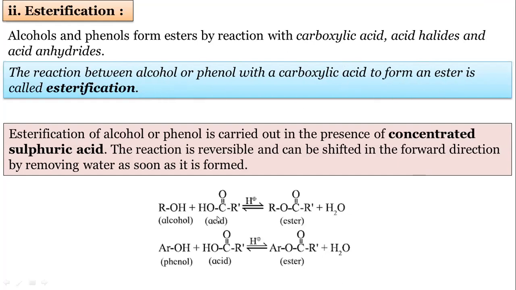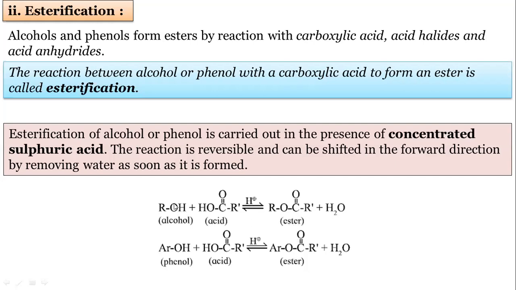See this example. With the help of the example, we can clearly understand. This is alcohol and this is phenol: ROH, ArOH. This is the carboxylic acid, RCOOH. In acidic condition, we get esters here. In both reactions, we get ester.